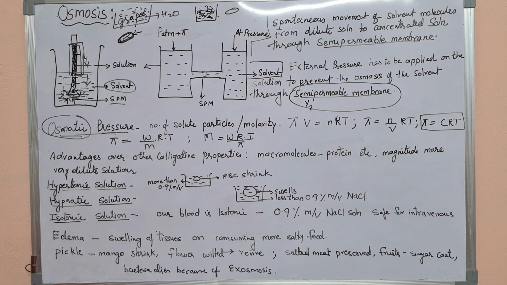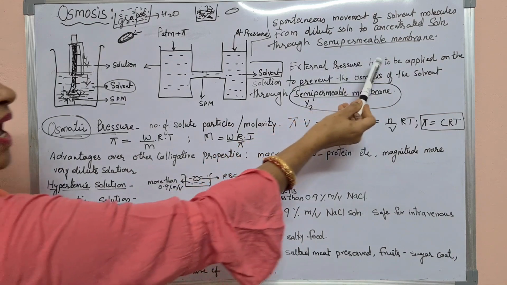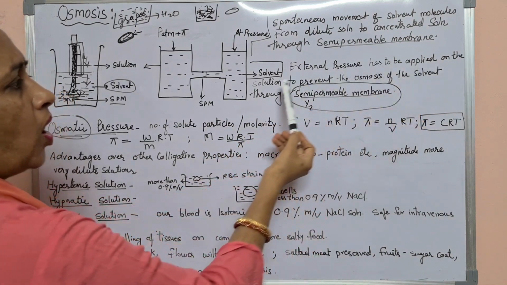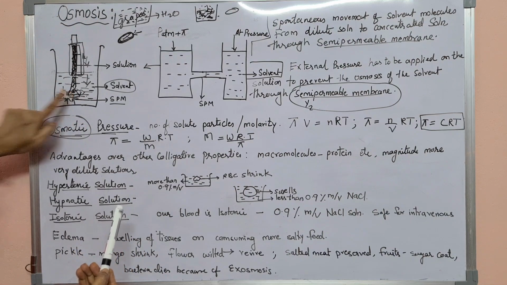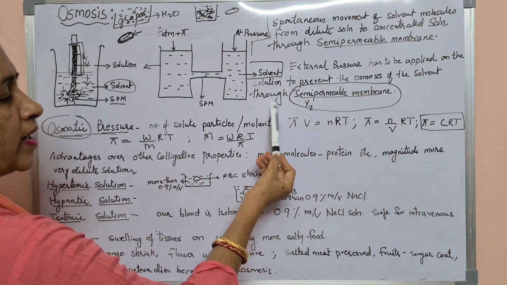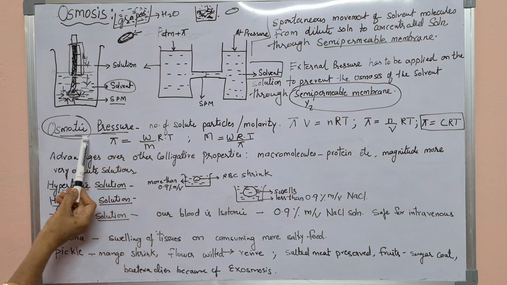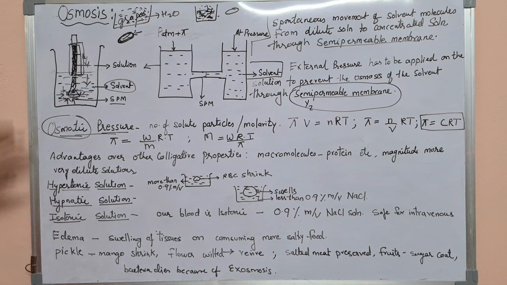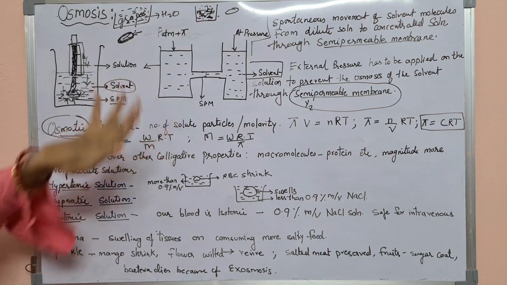Now see the definition of osmotic pressure. External pressure has to be applied on the solution. बाहर का pressure था ये, applied onto the solution to prevent the osmosis of the solvent through the semi-permeable membrane is called osmotic pressure. It's clear to everybody? So I can explain you through this diagram also.